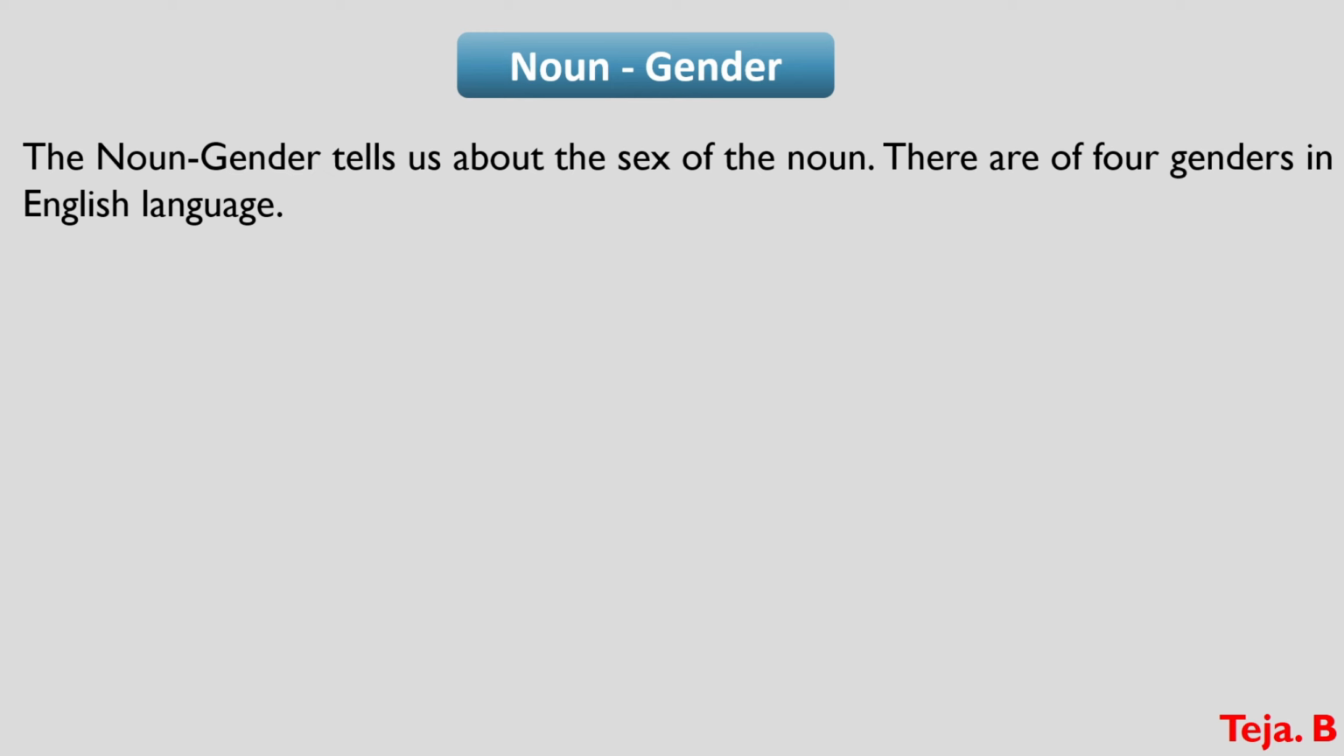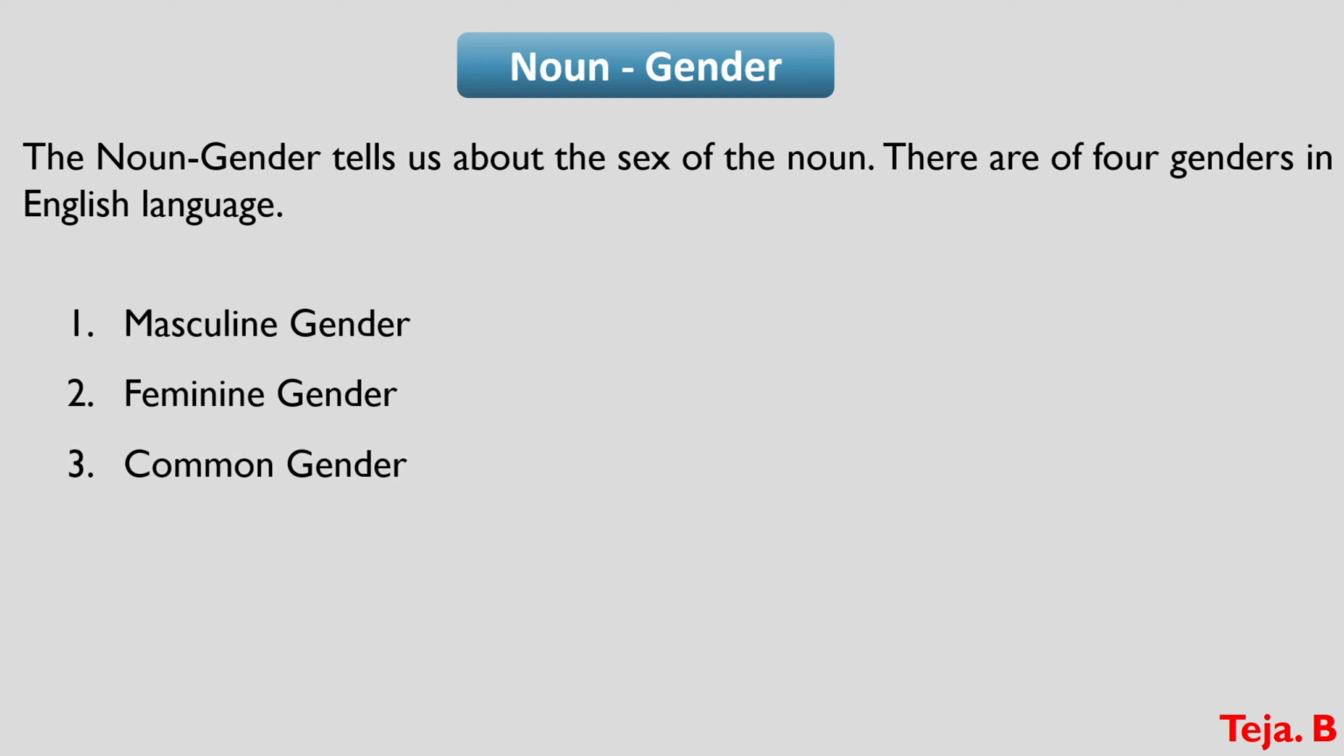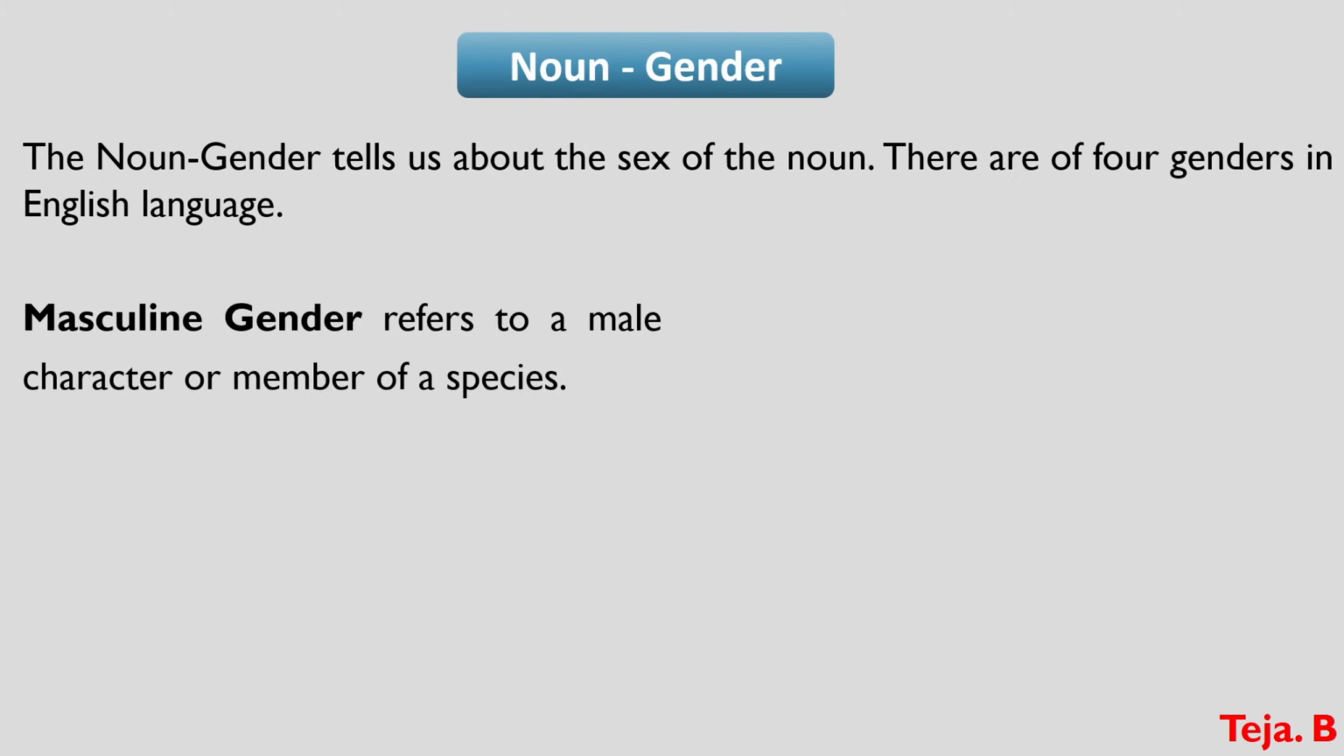There are four genders in the English language. Those are masculine gender, feminine gender, common gender, and neuter gender. Now, we are going to discuss each gender individually. Let's see masculine gender first.